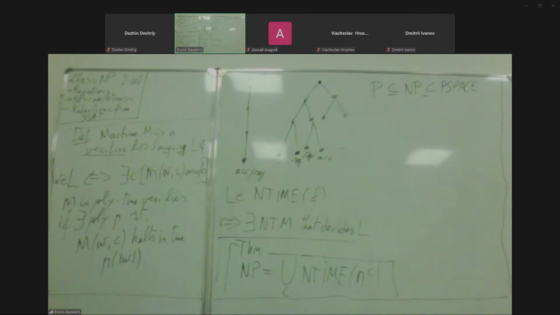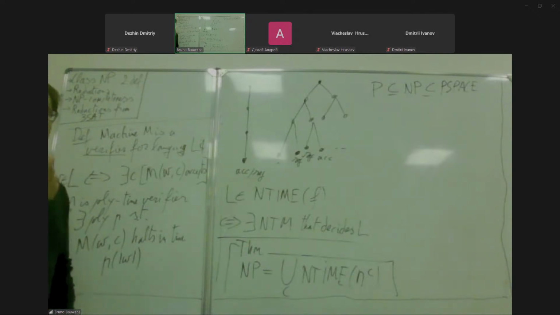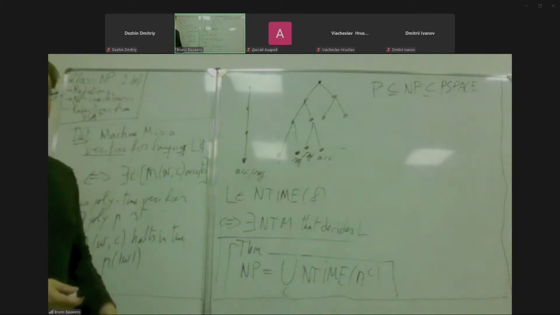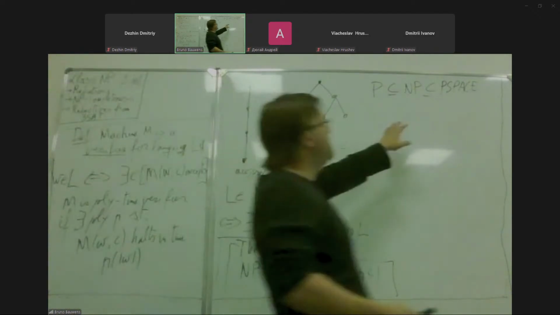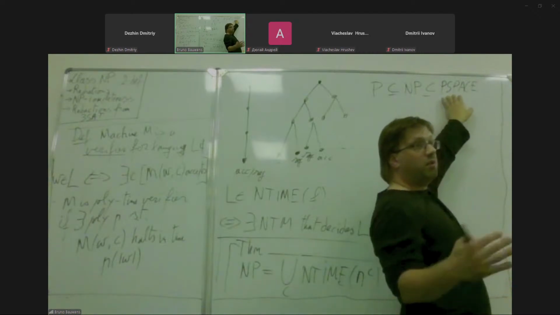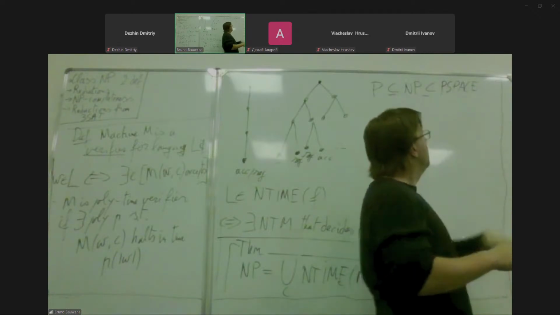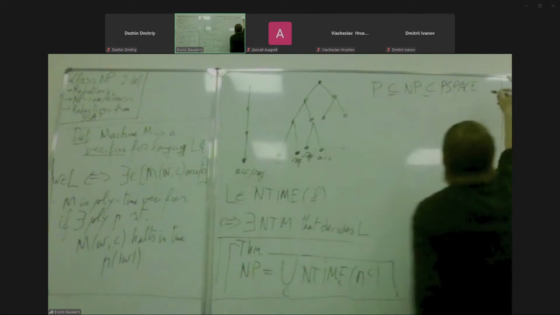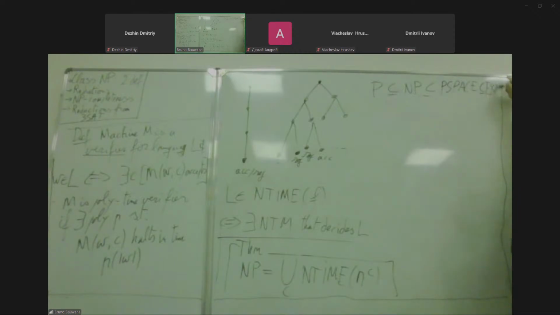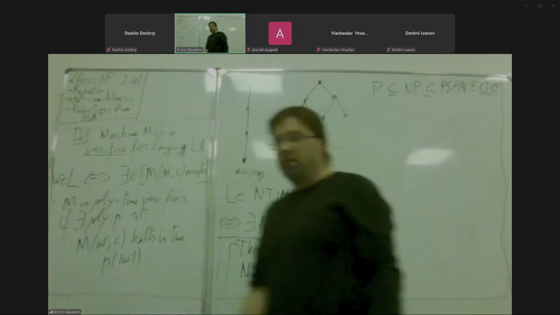But if we count all the vertices, it will be two to the power of something. Yeah, you're right, it's exponential. But why this space? Yeah, so PSPACE means that you can solve it using a polynomial amount of memory. And here we don't care about the time. Okay. But last lecture, we proved that PSPACE is inside EXPTIME, because there are at most exponentially many configurations, and if one is repeated, the machine doesn't halt at all.